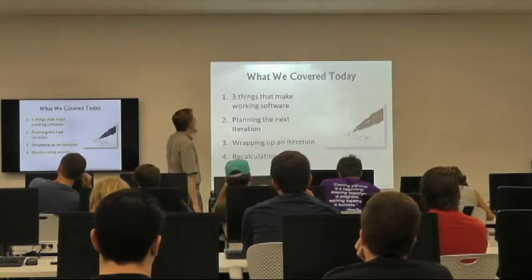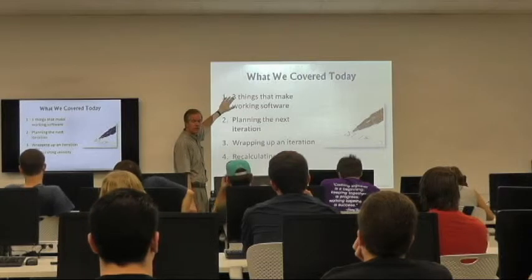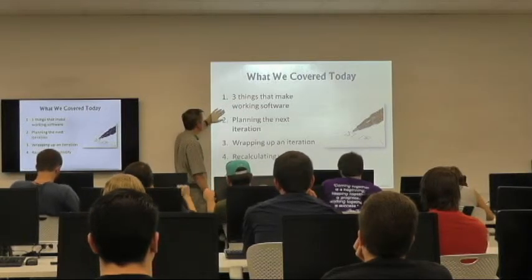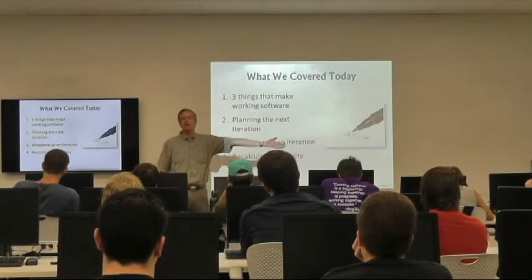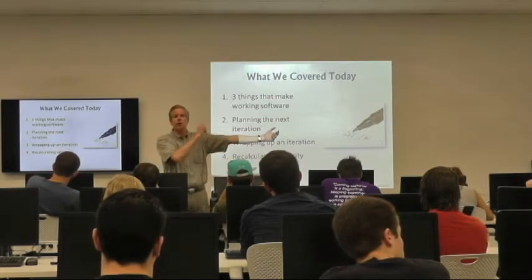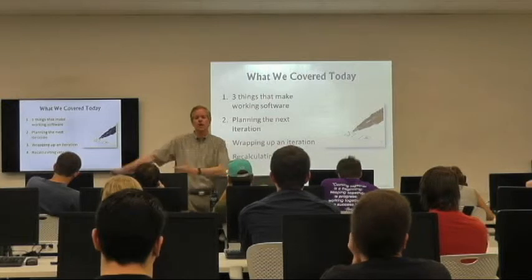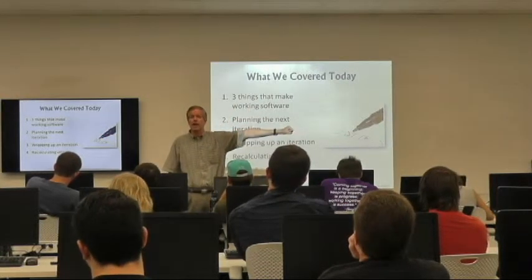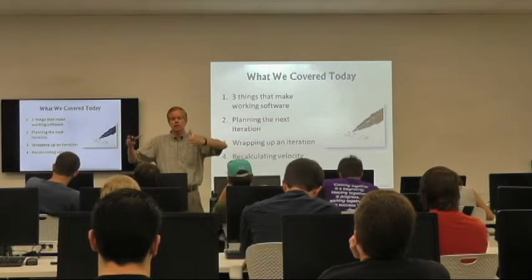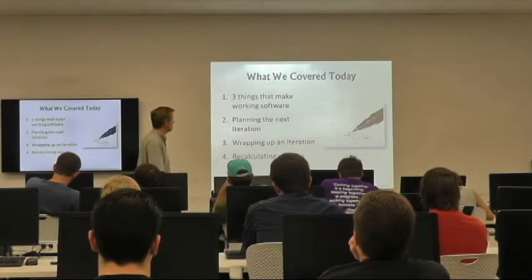All right, so what did we cover today? We covered the three things that make working software. Seems like that's relatively important. We talked about how you're going to go about planning your next iteration. Remember, you've completed one iteration, you've wrapped it all up, and that's great and wonderful, but you've got more iterations to do, and it turns out that the last iteration you just completed had a lot of important information that you're going to use as you calculate how you're going to do your next iteration.